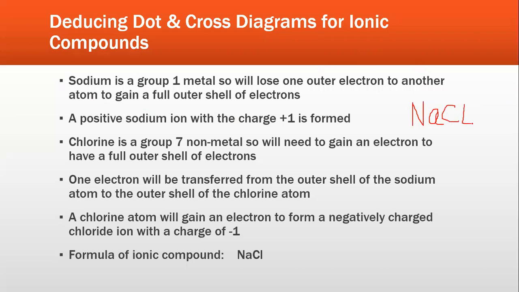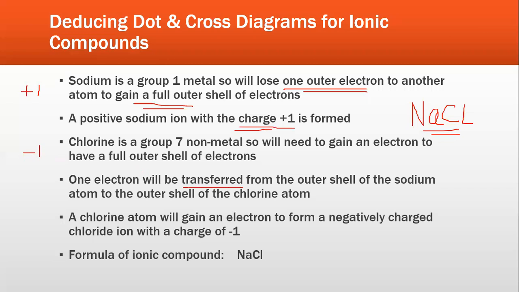Now, how are we going to display this bonding? वो देखते हैं. Sodium is a group 1 metal, so it will lose one outer electron to another atom to gain a full outer shell of electrons. Obviously, हमें पता है कि sodium का +1 charge होगा. So a positive ion with the charge +1 is formed. Chlorine is a group 7 non-metal, so it will need to gain one electron to have a full outer shell of electrons. इसका charge -1 होगा.